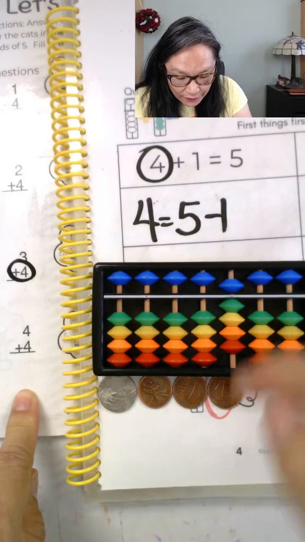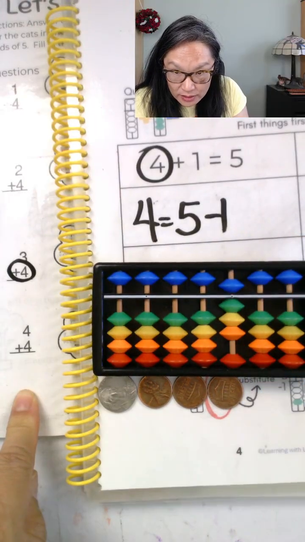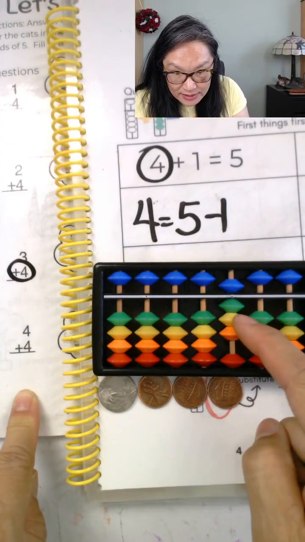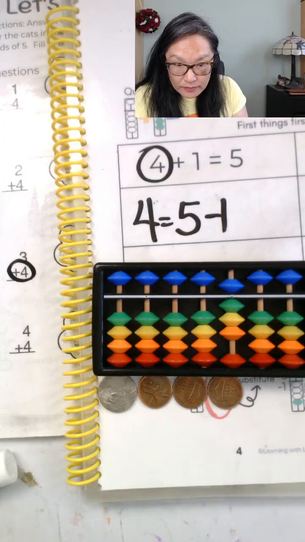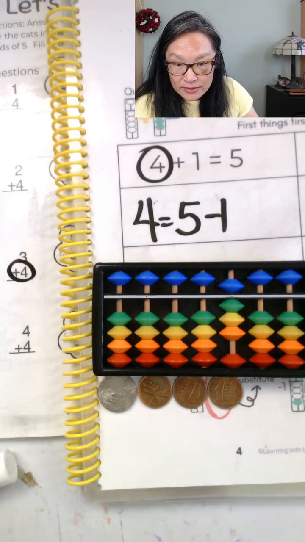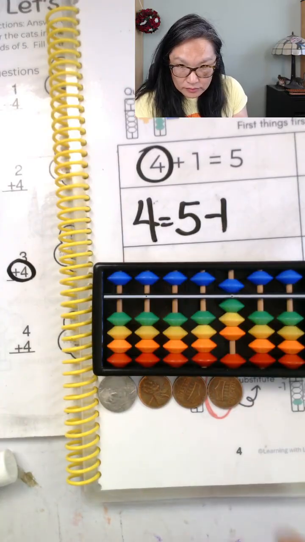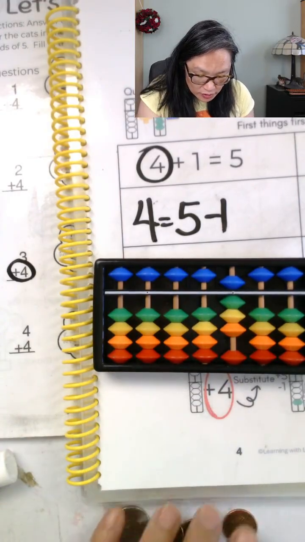If I add the 5, I take away the 1. My final answer is now 8. 5, 6, 7, 8. Yeah, Noodles, did that make sense? We can do it again. So let's do it again.